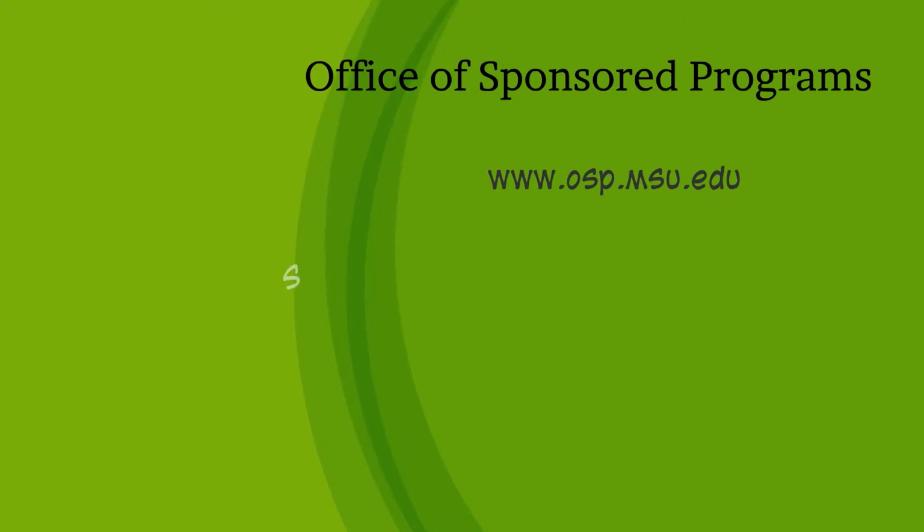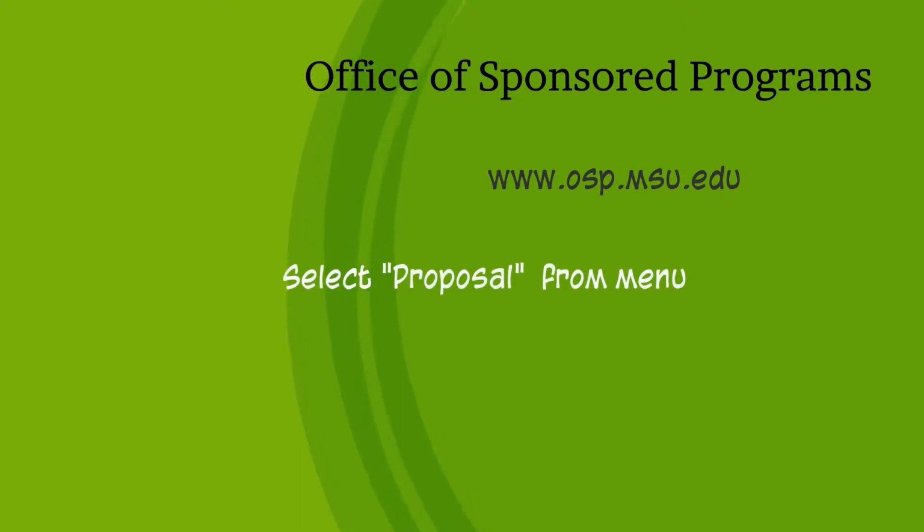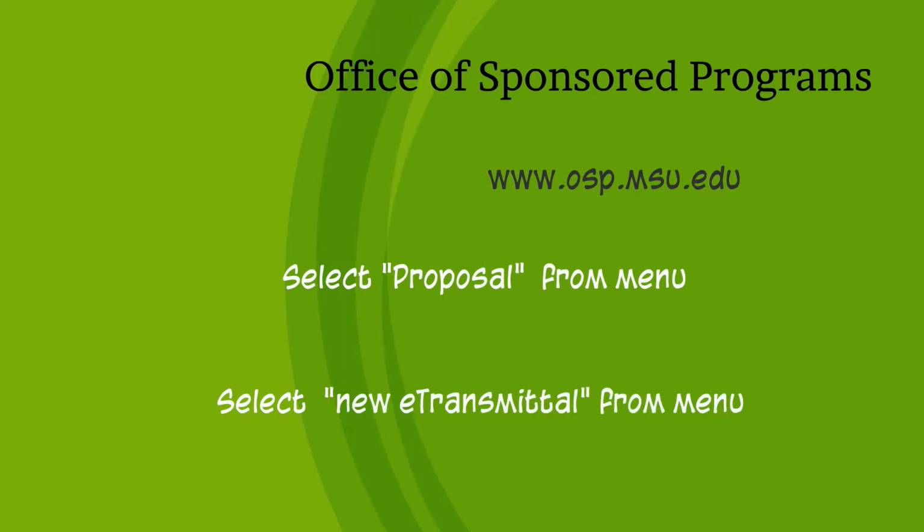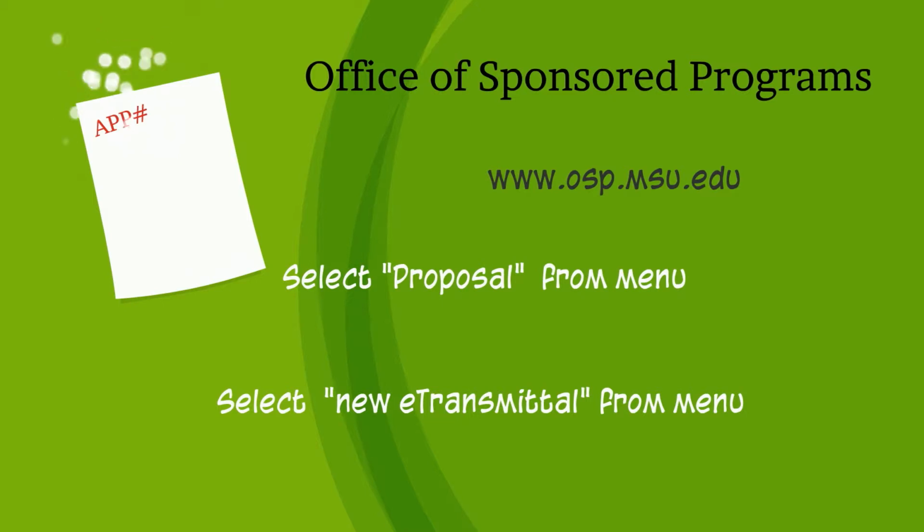To access a new Etransmittal form, log into the Office of Sponsored Programs website at www.osp.msu.edu and select Proposal from the green menu on the left side of the screen. Then select New Etransmittal. The app number is automatically assigned and can be found at the top left of the form.